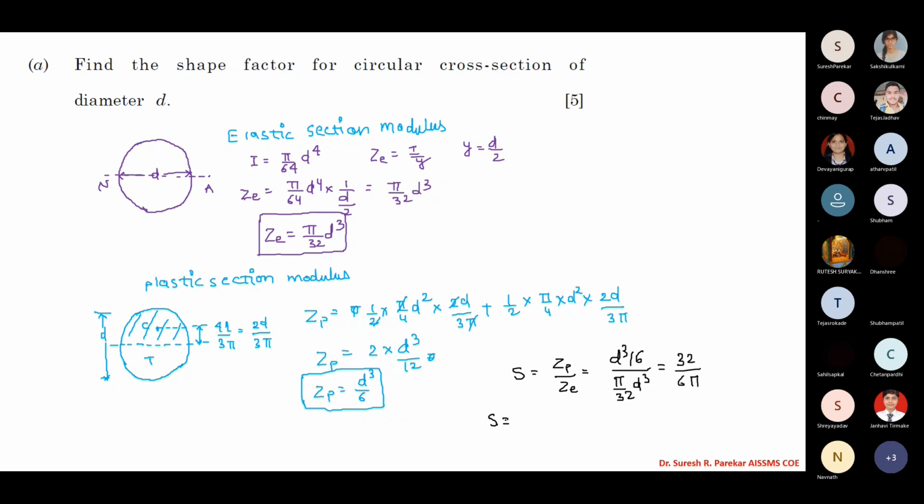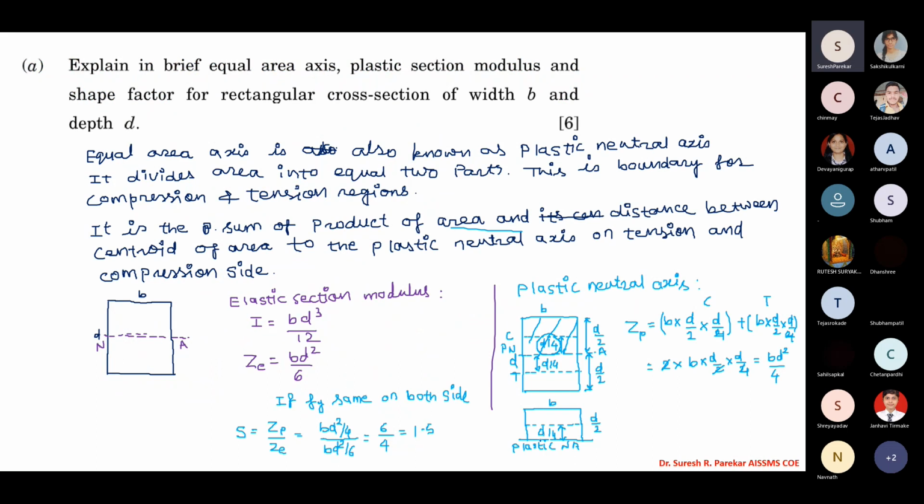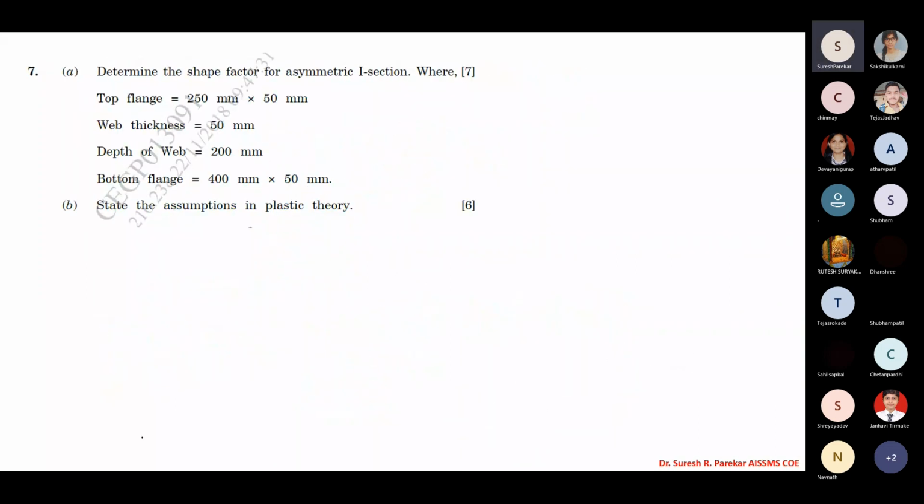$1.7. Yes, so S equal to 1.7. So for rectangular section, S we got as 1.5. For circular section we got it as 1.7. Now switch over to third.